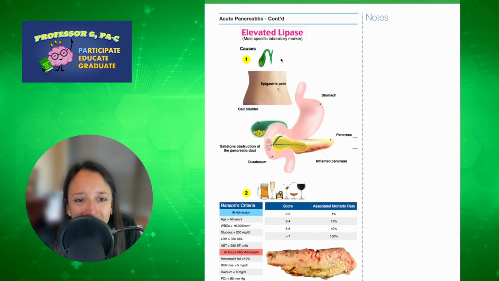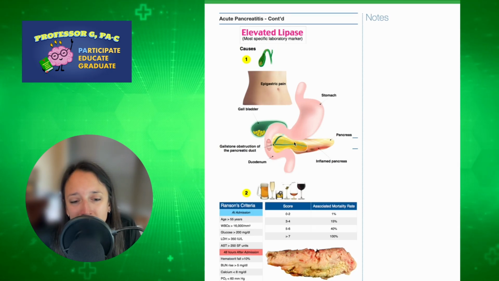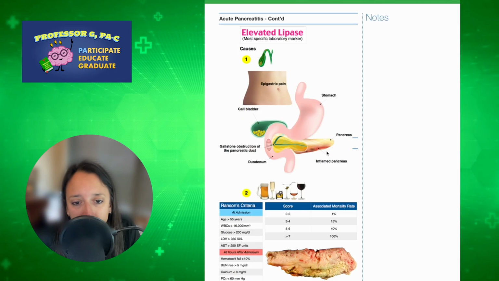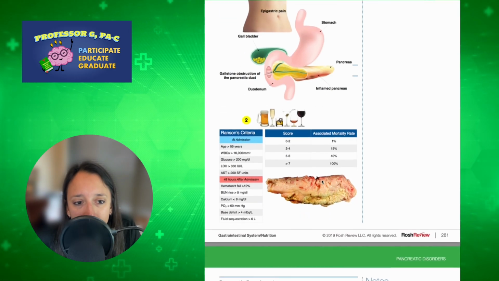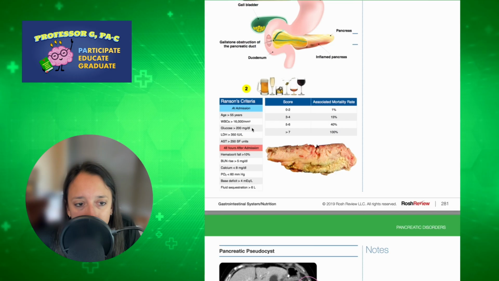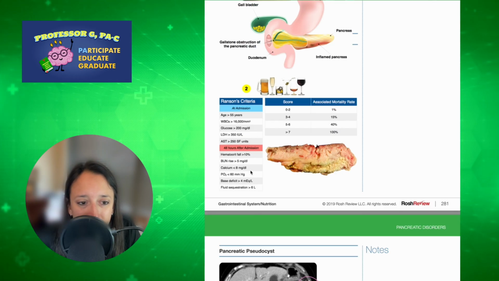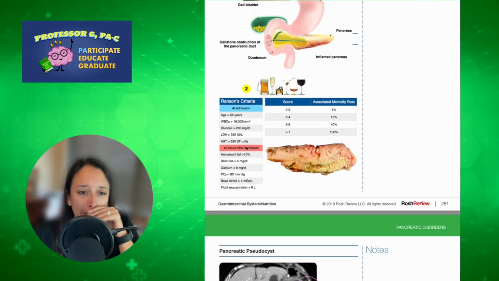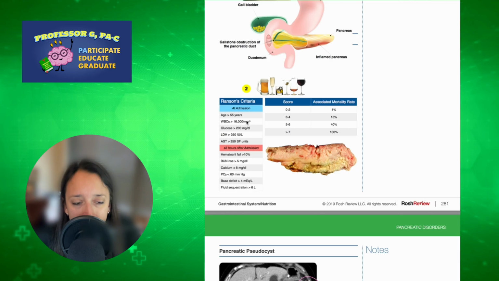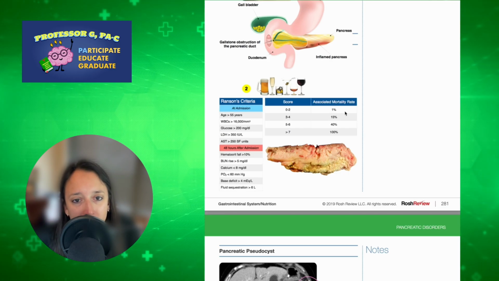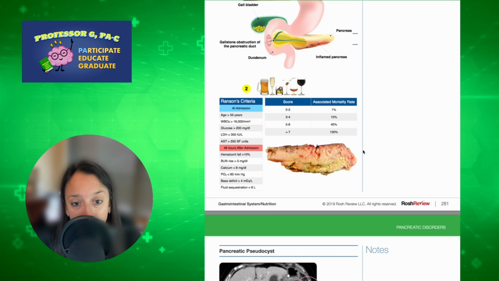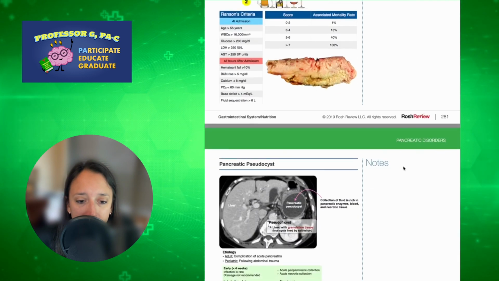So we'll look for elevated lipase, epigastric pain, nausea, vomiting. It's basically autodigestion, with pancreatic enzymes getting released and then autodigesting the pancreas and inflaming it. Here's your Ranson's criteria. So these are the two different criteria. We want to look at these things at admission and these things after admission. And we'll come up with a score. It basically gives us a mortality rate, and acute pancreatitis can be fatal.